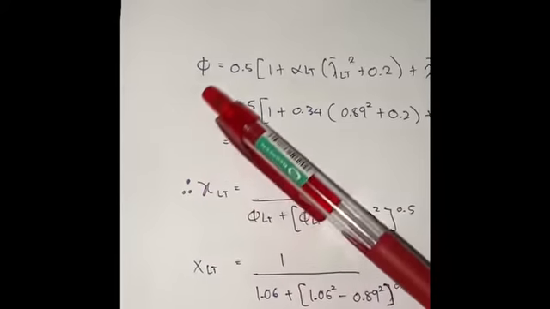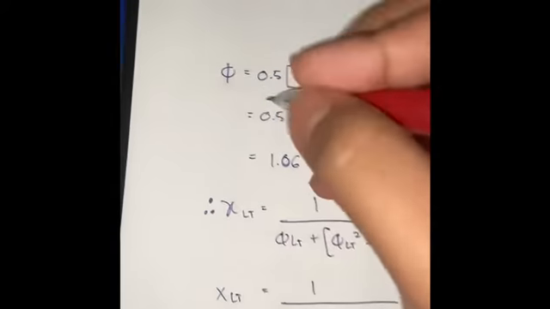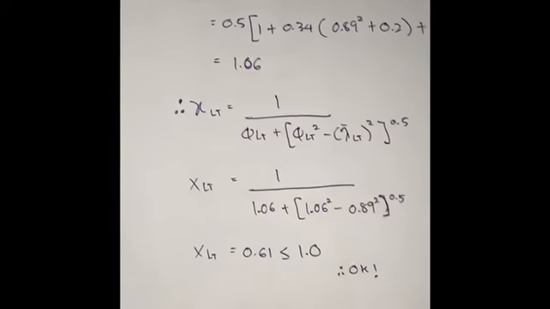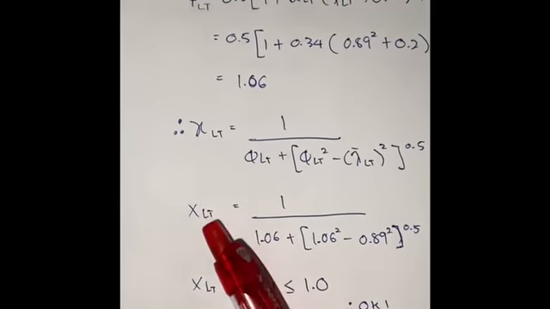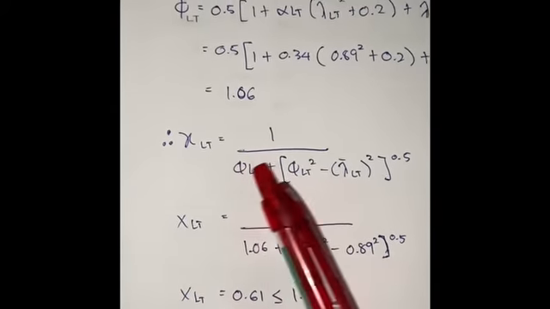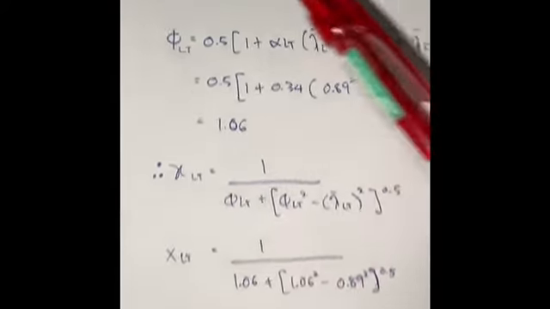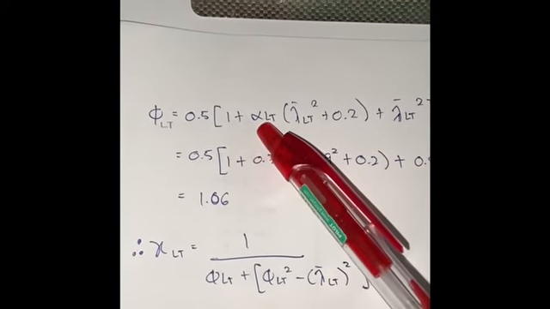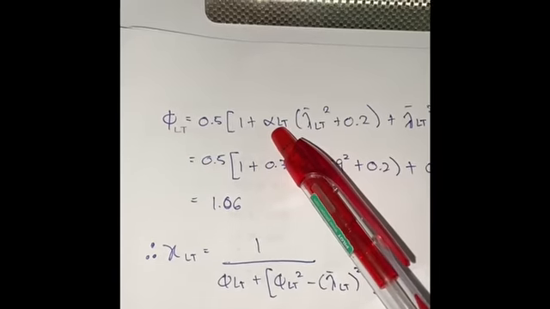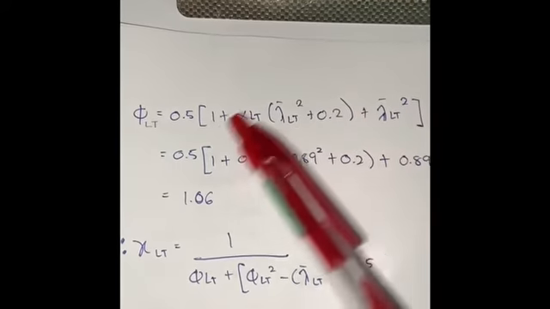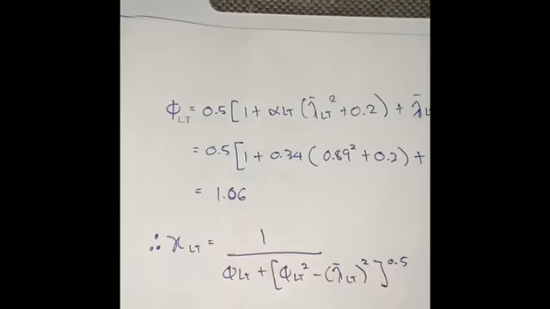It's time to find the phi LT. The phi LT must be found because we will use it for the reduction factor of lateral torsional buckling. So first we must find the phi LT. So this is the formula. So we just use the imperfection factor and the lambda lateral torsional buckling that we have found here. So we will get 1.06.